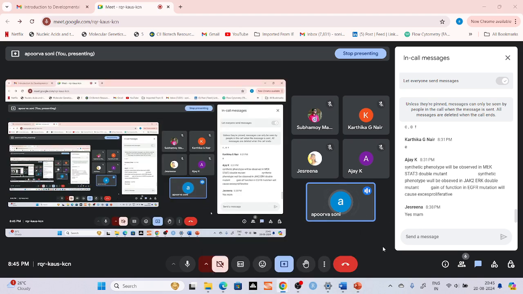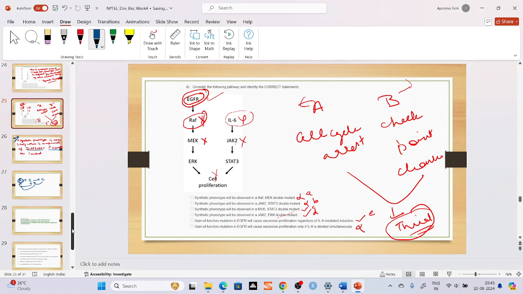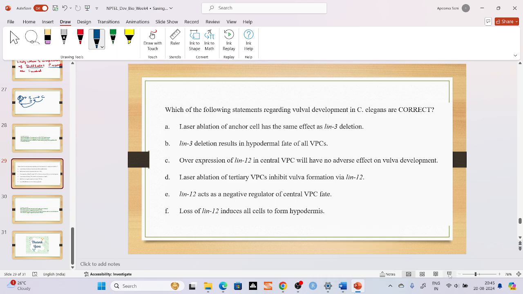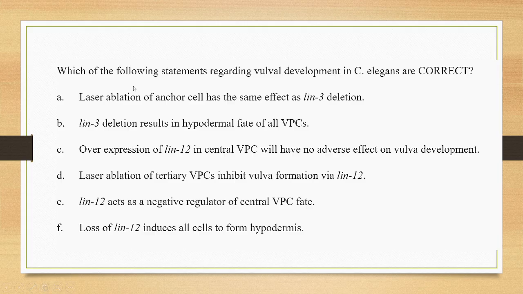Okay. Now we'll come to the last question. Which of the following statements regarding vulval development in C. elegans are correct?